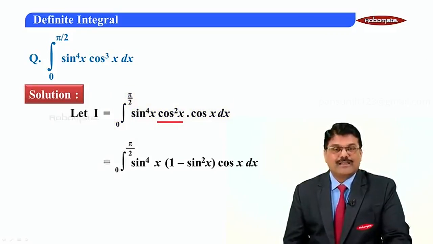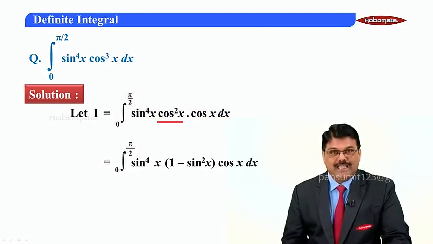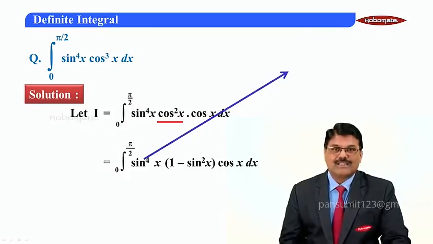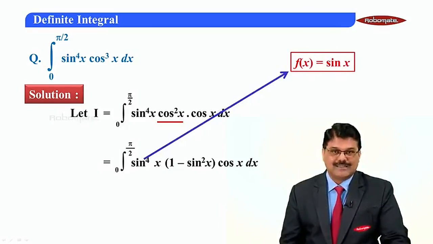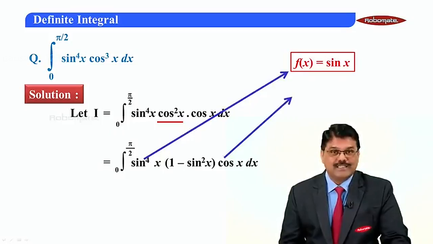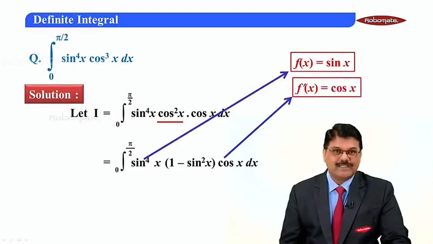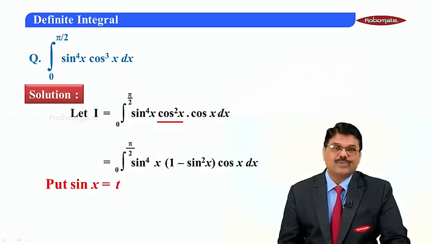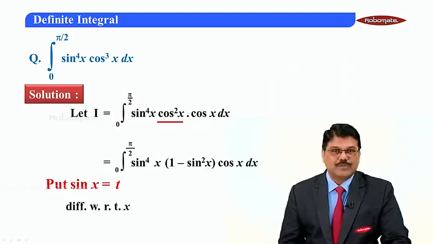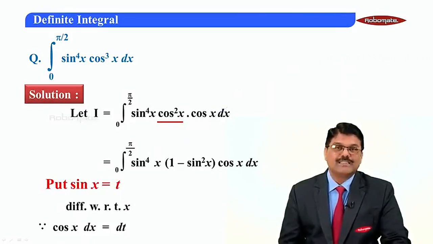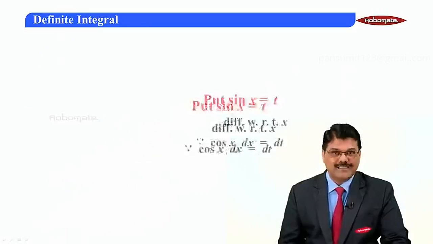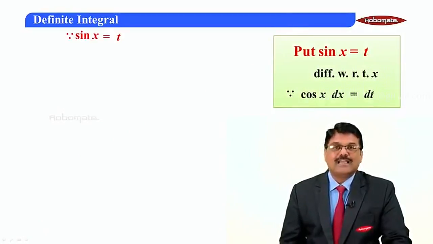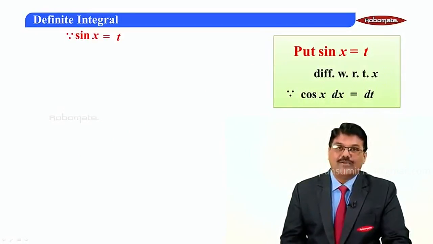Now, look at that. In this integration, we have sin x as well as cos x. Let us consider sin x as function. So, the derivative of sin x is cos x, that is f dash x. So, we will put sin x is equal to t. Differentiate with respect to x, we will get cos x dx is equal to dt. Right? Now, since sin x is equal to t, we have to change the limits.